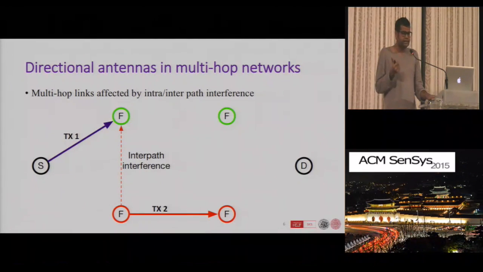Now we know that directional communication reduces channel contention. So the use of directional antennas should also reduce this intrapath as well as interpath interference.